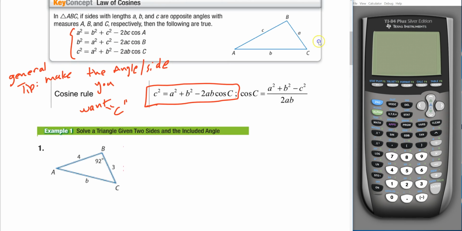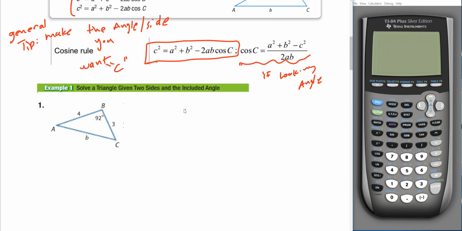Now, this formula right here, I'm going to skip past it. It's the exact same formula, but just solved for cosine. So we solve for cosine, so we use this formula. I'll give you both. I'm going to give you this indicator right here. If you want an angle, so if you're looking for an angle, you're going to use this formula. If you're looking for a side, you're going to use this formula.